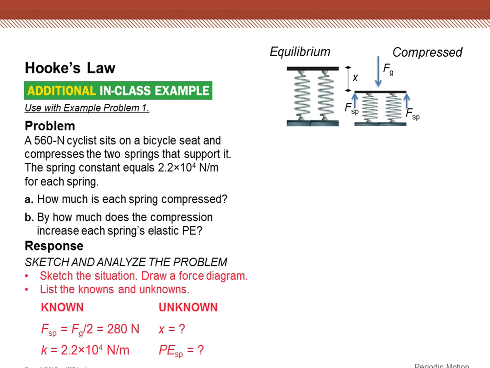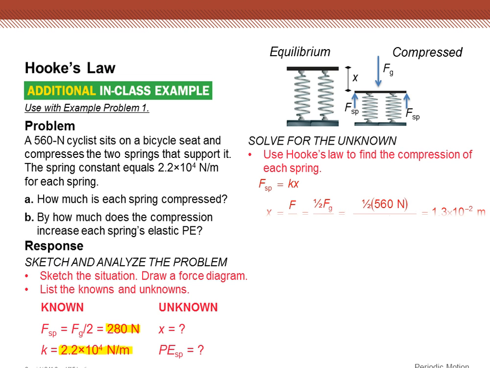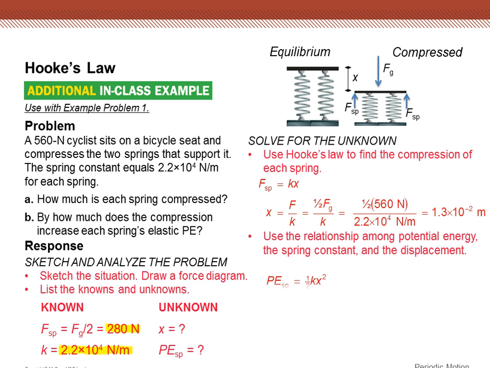The key to this is that the force of gravity is going to be split in half so that each spring is only supporting 280 newtons instead of the full 560. The 560 is split between the two springs. And so we have the force that the spring is exerting and the spring constant. We want to know how far this is compressed, so what is x? Well, we can solve for the unknown using Hooke's law, where x is equal to F over k, and we get 1.3 times 10 to the negative second meters.